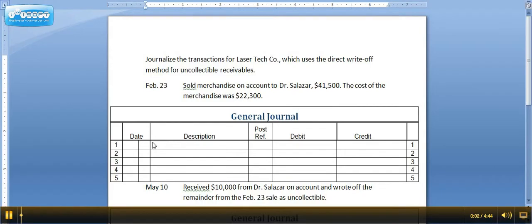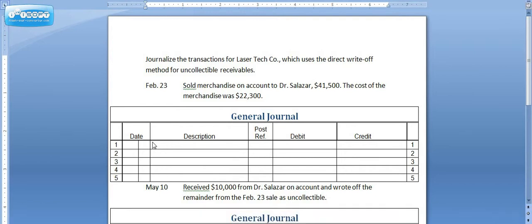Okay, I'm going to go through some examples of transactions for a company that uses the direct write-off method for accounting for their uncollectible accounts receivable. So you can use this as an example when you're trying to do your assignment.